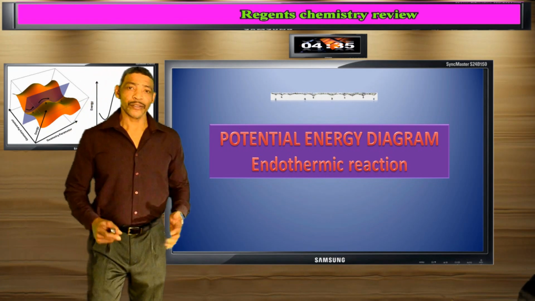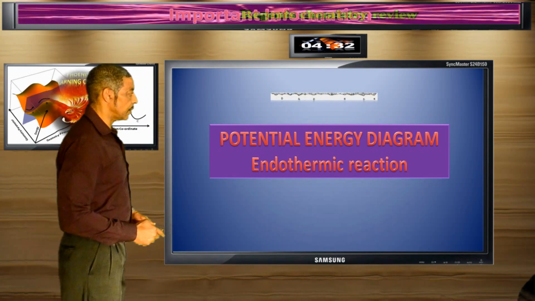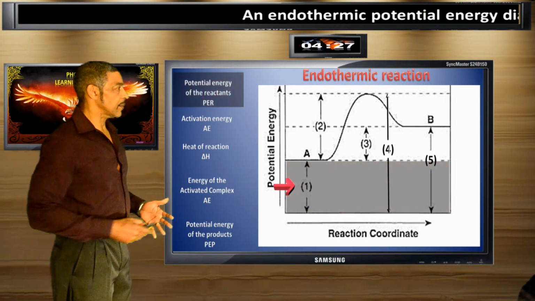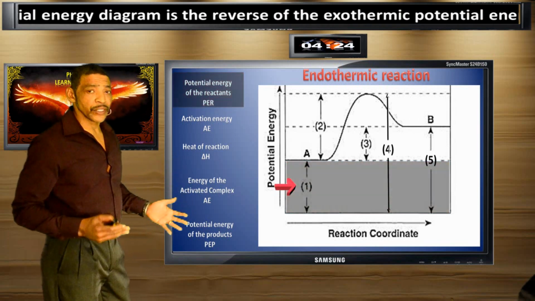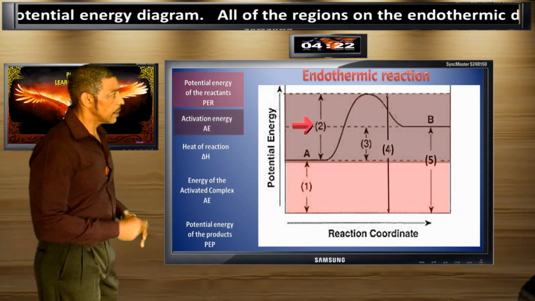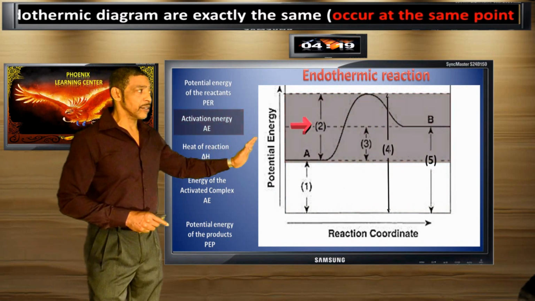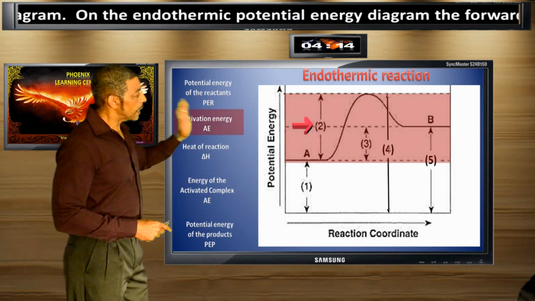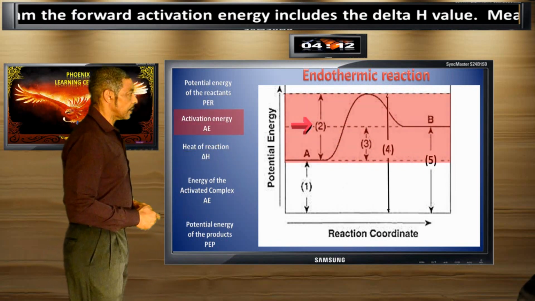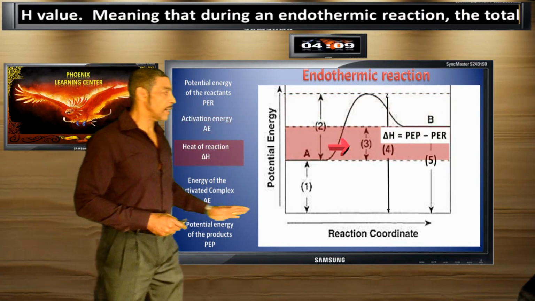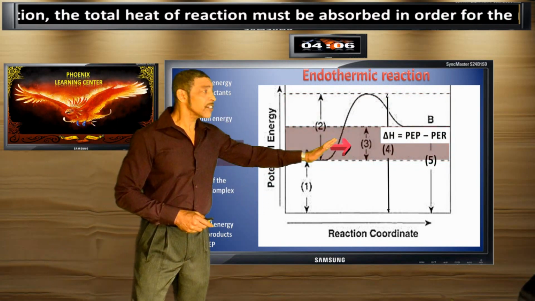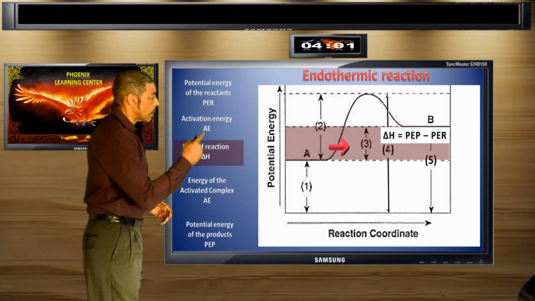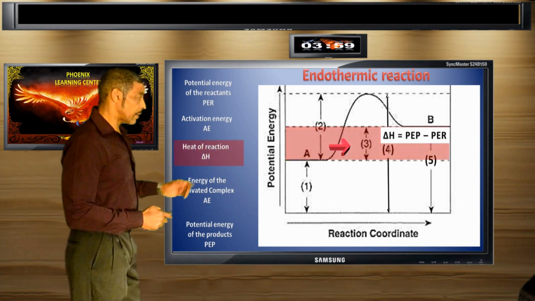Now we'll identify the regions found on an endothermic potential energy diagram. Region number one, the potential energy of the reactants, which of course represents the total amount of energy contained in the reacting particles. Region number two is the activation energy. On an endothermic potential energy diagram, the activation energy will include delta H, which represents the potential energy of the products minus the potential energy of the reactants, or PEPPER for short. On an endothermic graph, the delta H will have a positive value.